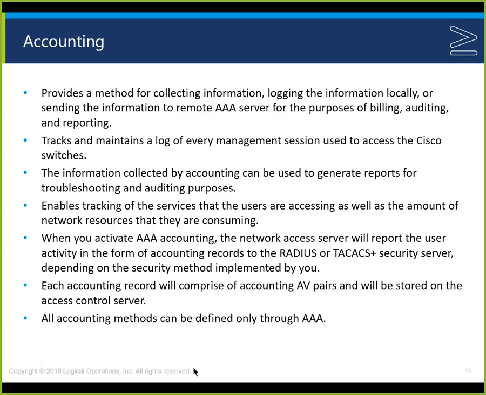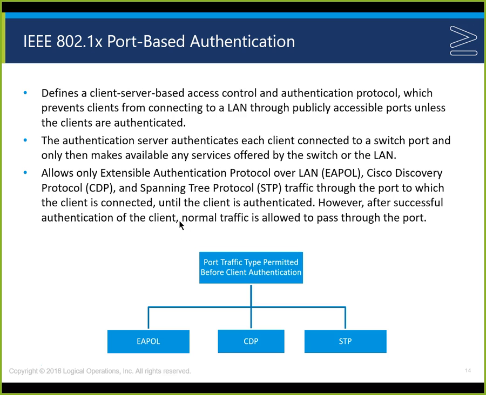And then accounting is basically what we have done: collecting information, logging the information locally, or sending information to the AAA servers. It maintains a log of every management session used on the devices. The information collected by the accounting can be used to generate reports, for troubleshooting, auditing purposes, and tracking of services. When you activate AAA accounting, the network access server will report the user activity. Each accounting record comprises the accounting pairs, and all the methods can only be defined through AAA. It is not available in the local databases.